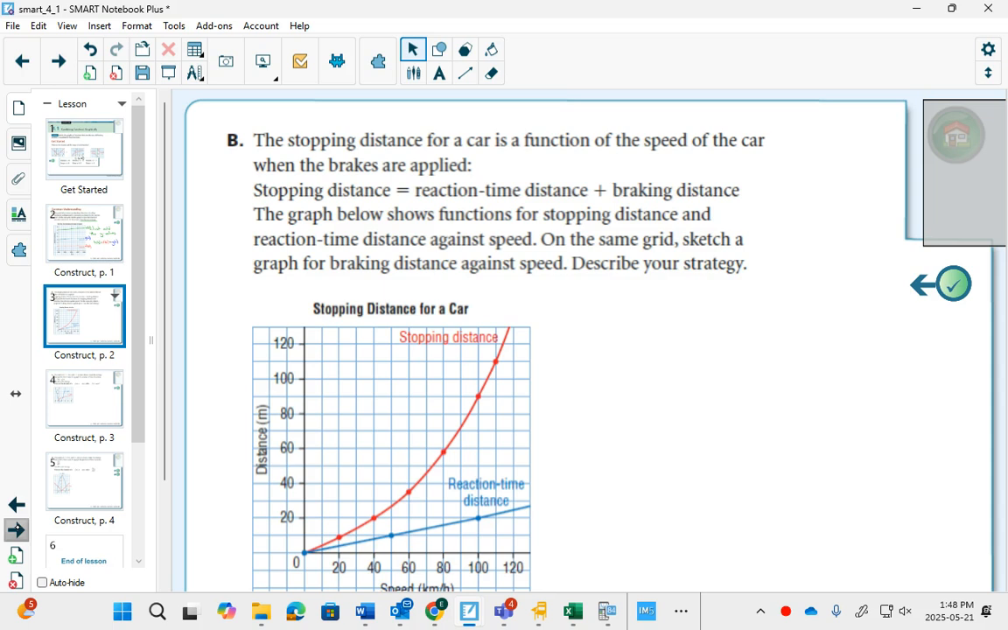Next one, they have the stopping distance for a car is a function of the speed of the car, when the brakes are applied, right? You're going faster, you step onto your brakes, and you would skid a little bit further than if you're going really slow and step on your brakes.